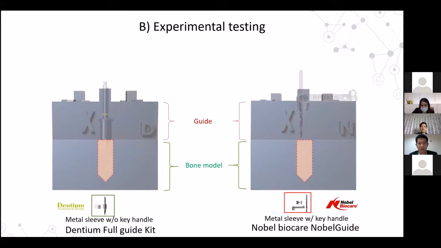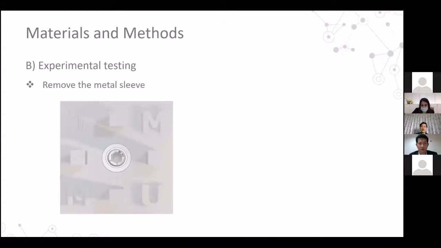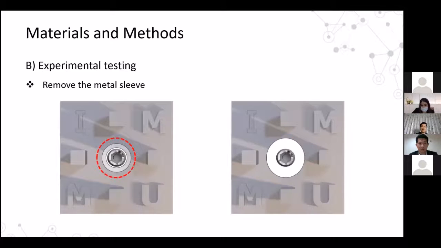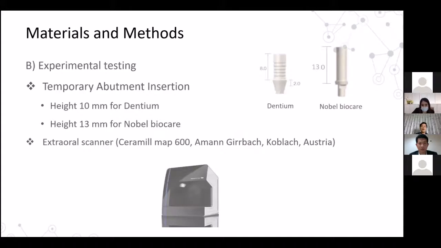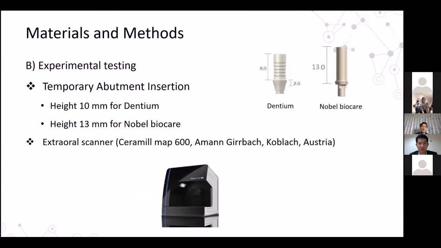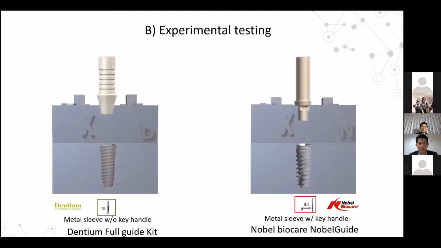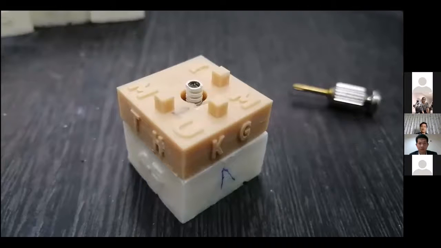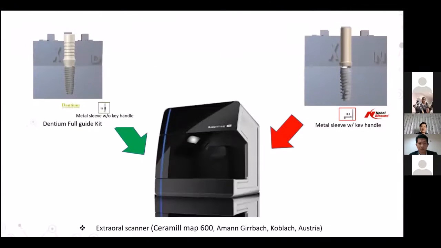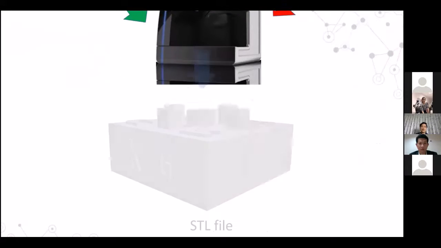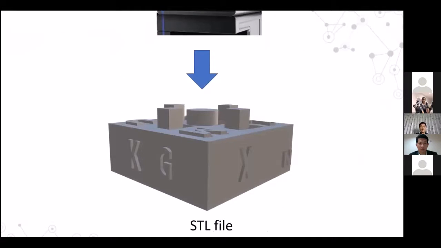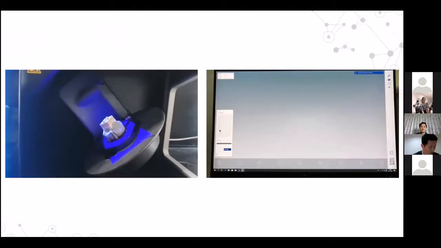So, osteotomy and implant placement. Then we remove the metal sleeve and put on the temporary abutment, inserting it into the implant like this, and scan the model with the extraoral scanner, Ceramill Map 600, and we get the STL file for the setting model like this.